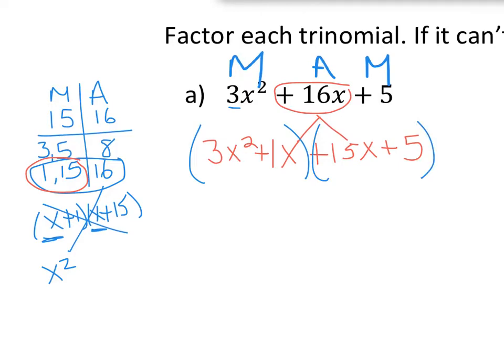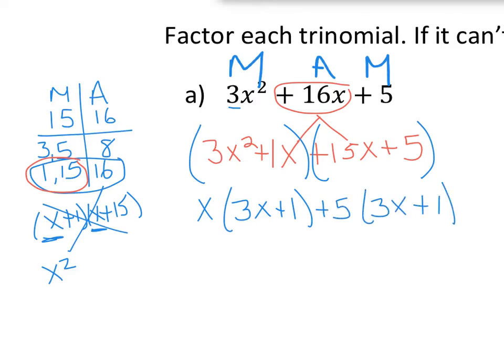So now look at your first grouping. And it doesn't matter which order you put it in. You could have put the 15x here and the 1x here. It doesn't matter. It will always work. Your work would be a little bit different, but you would end up with the same result. So in this one, it looks like we have an x in common, leaving 3x plus 1. In the second grouping, we can pull out a positive 5, which leaves 3x plus 1. So I have 3x plus 1 and x plus 5.